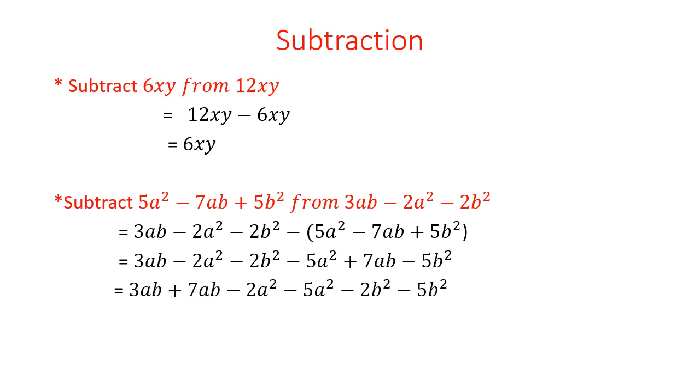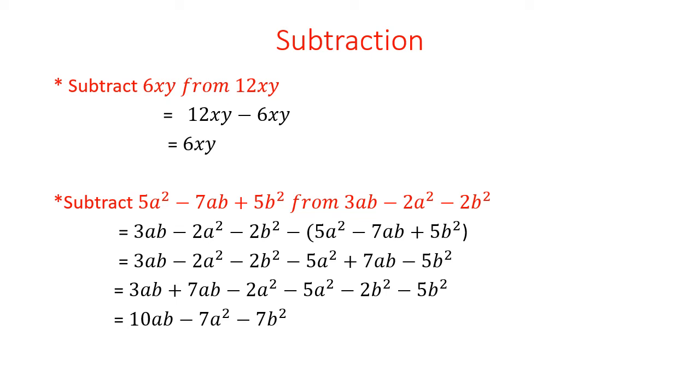So 3ab, then one more ab term is there, that is 7, so plus 7ab. Then minus 2a square, another a square term minus 5a square, minus 2b square, minus 5b square. So we arranged all the like terms. Okay, now to solve it, 3ab plus 7ab, 3 plus 7 is 10. Then for the remaining, if the signs are the same, we can put the same sign and add. So minus 2 minus 5 is minus 7a square, and again minus 2 minus 5 is minus 7b square.